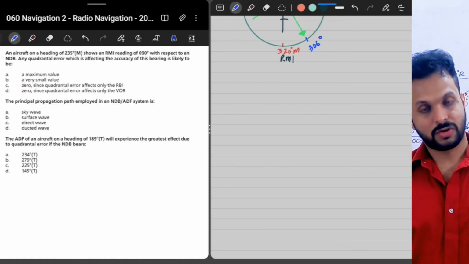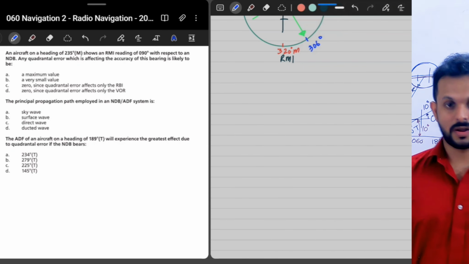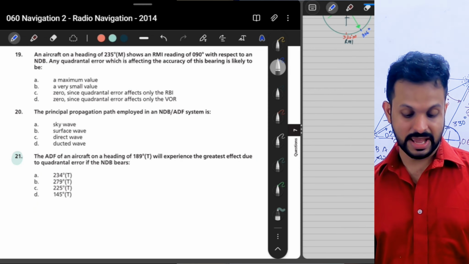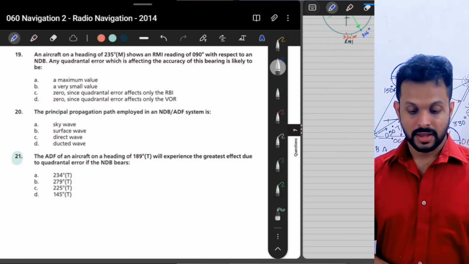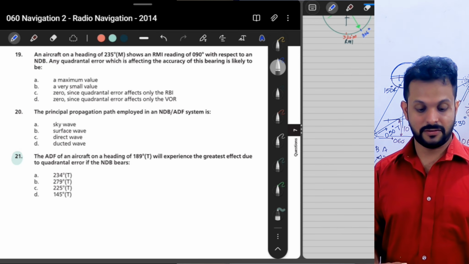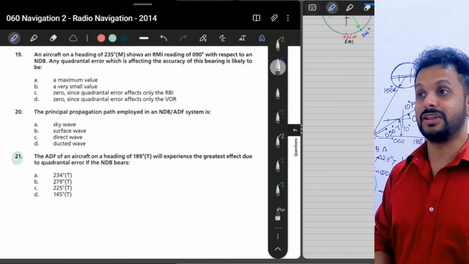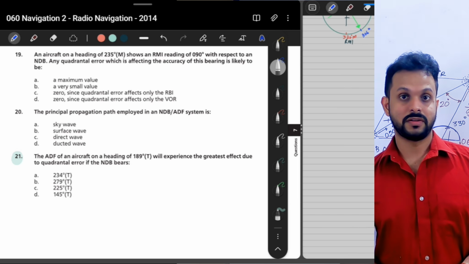But let's look at this particular question from the Oxford, because I would like to detail some additional points regarding quadrantal error. The ADF of an aircraft on a heading of 189 degrees true. So the aircraft on a heading of 189 degrees true will experience the greatest effect due to quadrantal error if the NDB bears. So one of the significant and unique errors of an NDB is the quadrantal error, right?